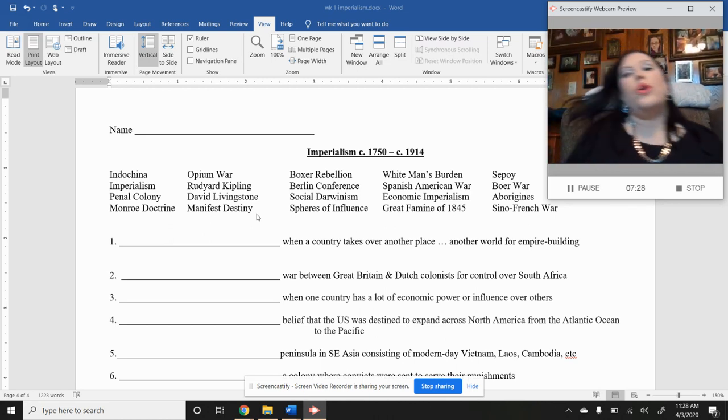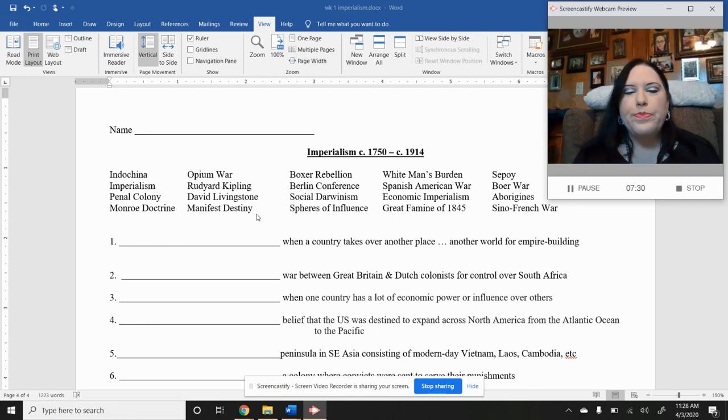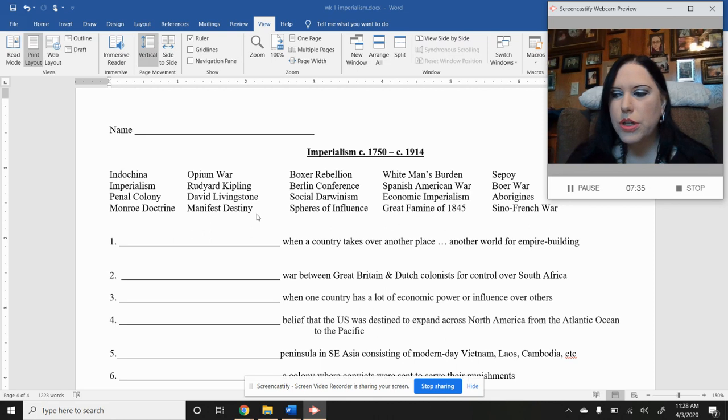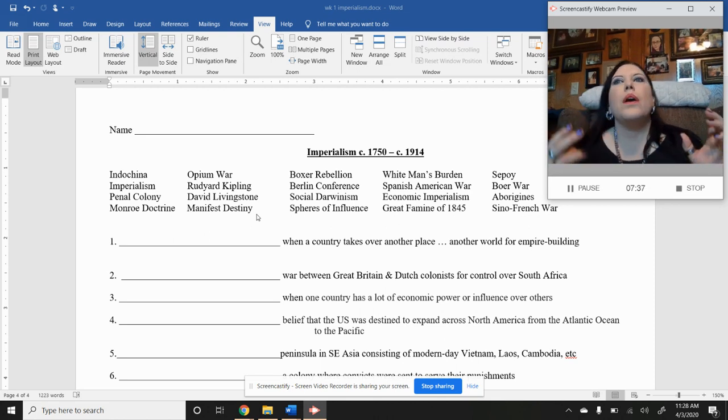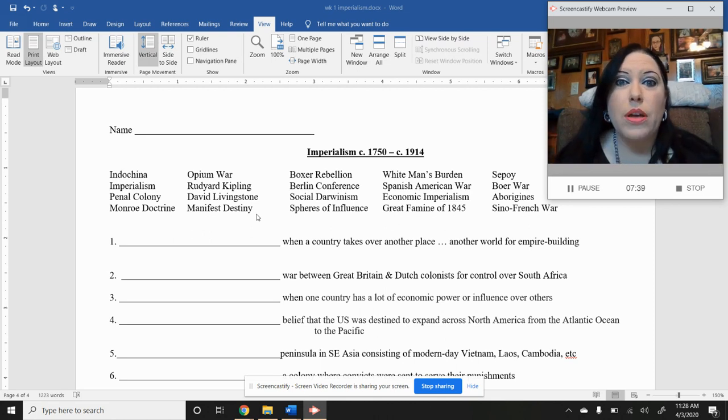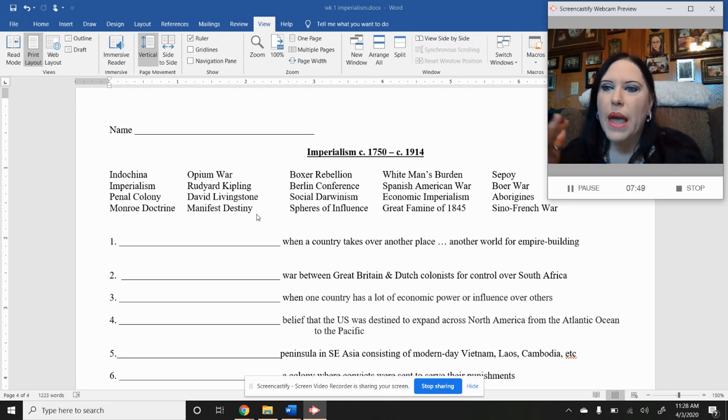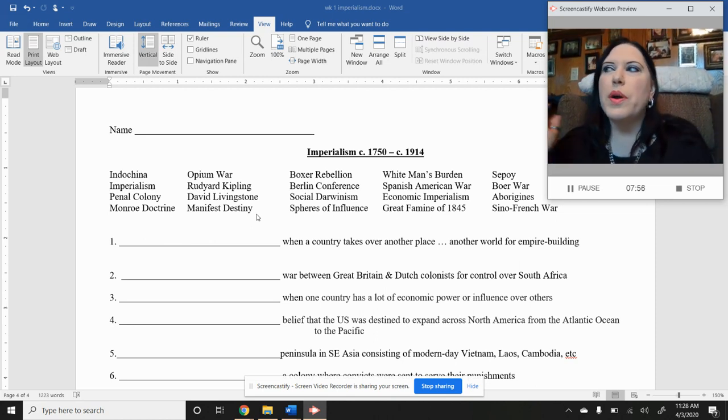Okay, so the Berlin Conference is a meeting of a whole bunch of European countries. A lot of countries are going to Africa, and they're about to fight a war to take over parts of Africa. And so the Berlin Conference is this way to stop a European war and divide Africa amongst themselves. It's where Africa is partitioned, divided between a bunch of European countries.